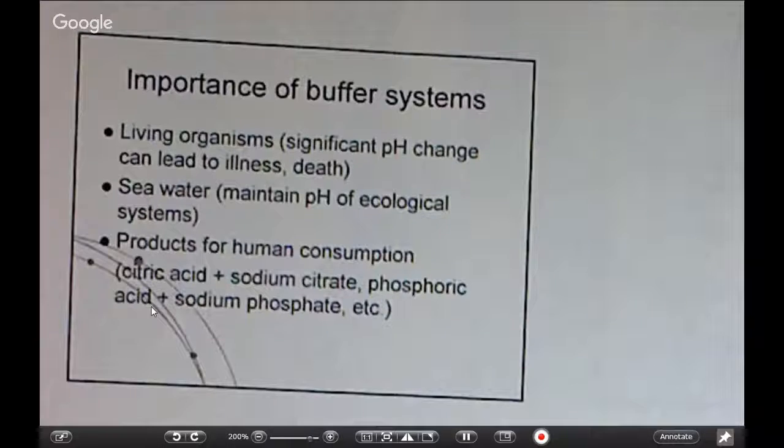Seawater, for the fish and the algae and the plant life, they have a certain pH for their ecological balance. And if you affect it in some way, you could kill the sea life and the fish.